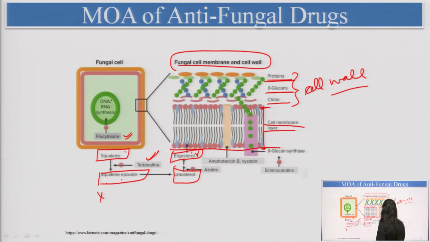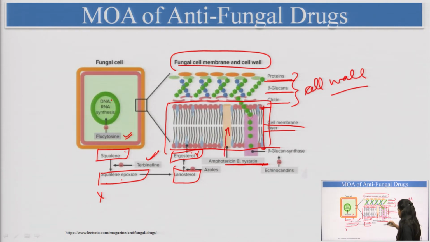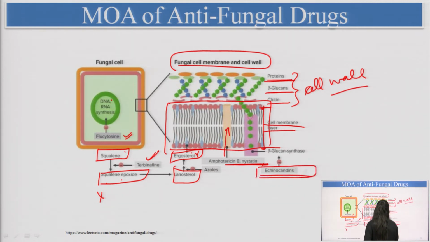Now we will see Amphotericin B and Nystatin. What will they do? They will cause an imbalance in this area. We can see in this cell membrane layer, what they are causing? They will enter inside the cell and then disrupt the cell membrane, Amphotericin B and Nystatin. You will see in this area there is Echinocandins, which is the newest antifungal.